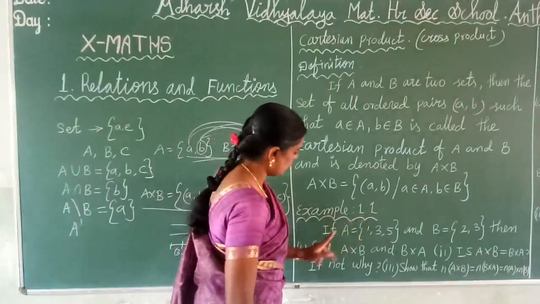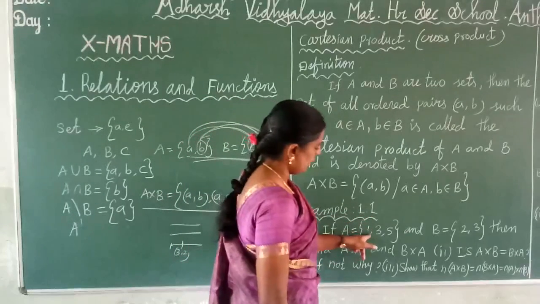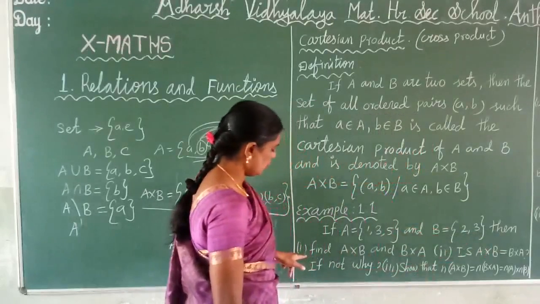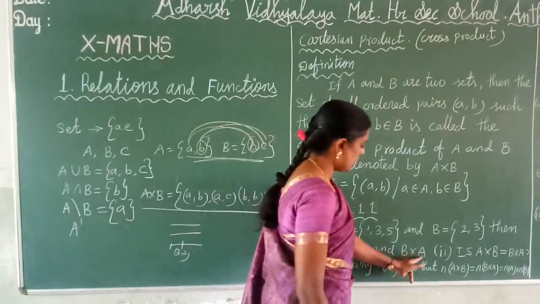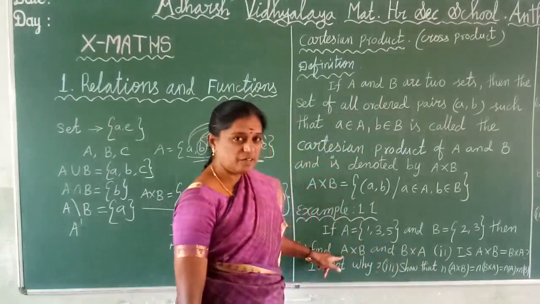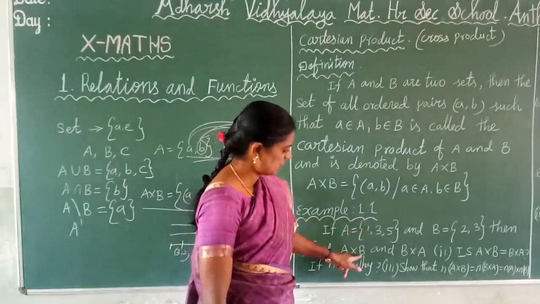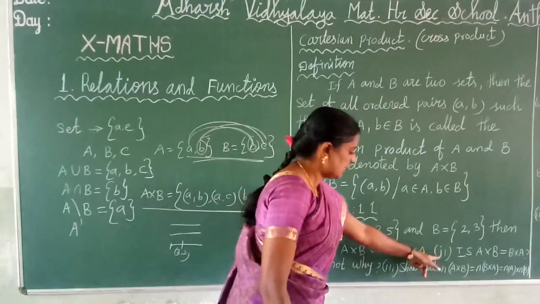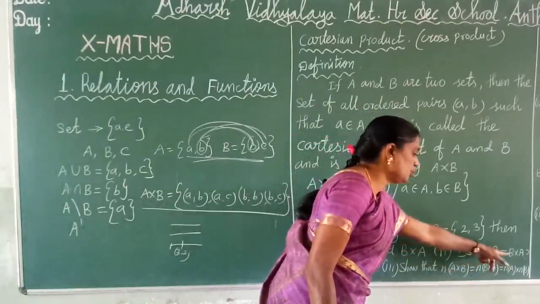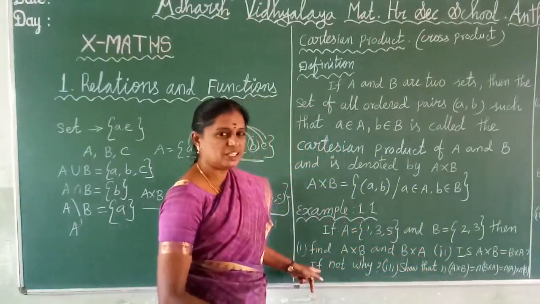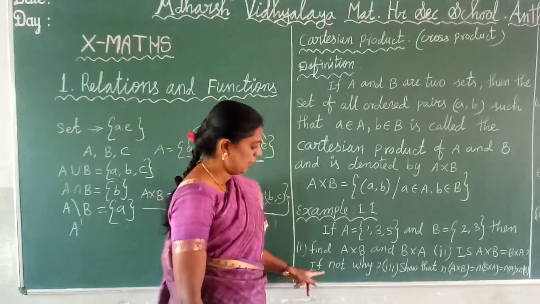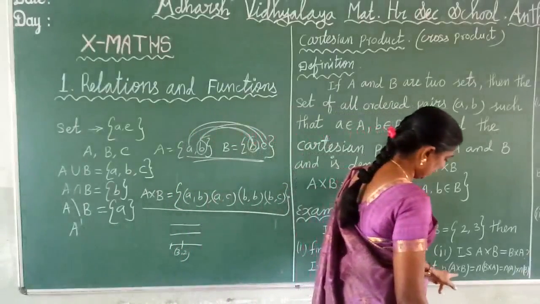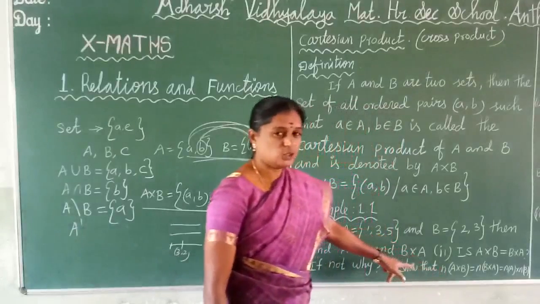First one, example 1.1. If A equals {1, 3, 5} and B equals {2, 3}, then first, find A cross B and B cross A. A cross B means first you write the A elements and second the B elements. B cross A means first we write B elements, second A elements. Second option, A cross B is equal to B cross A. Check whether the A cross B answer and B cross A answer are equal or not. If not equal, why?